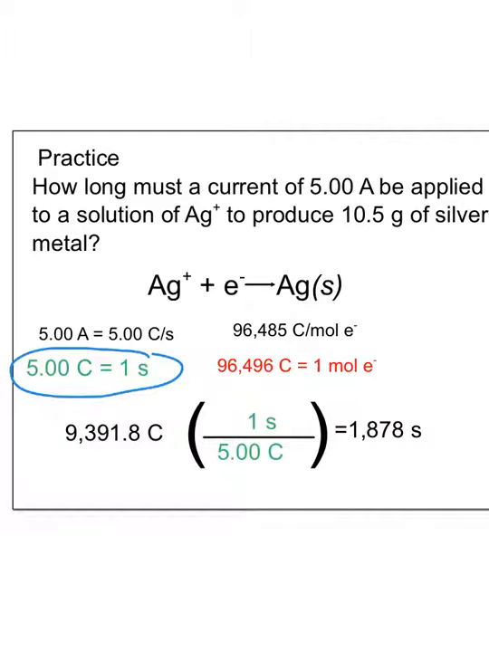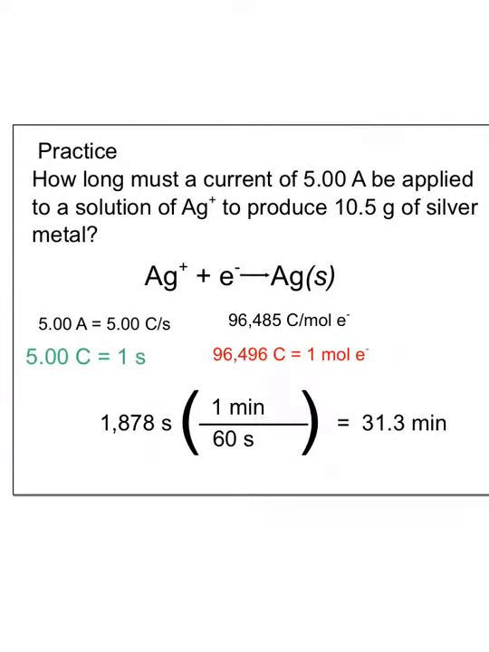So again, I get to decide what goes on top and bottom, so units cancel. Well, I want the coulombs to cancel, so I put 5 coulombs on the bottom, 1 second on top. Coulombs cancel, and I'm left with 1,878 seconds. That honestly means absolutely nothing to me, so I know there's 60 seconds in 1 minute, so I multiply by the fraction 1 over 60, and I get 31.3 minutes.